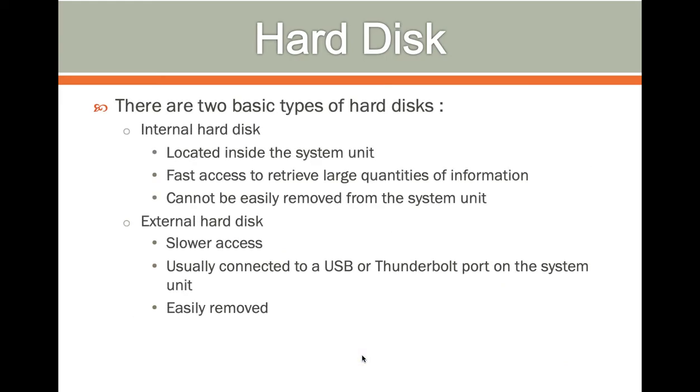There are two basic types of hard disk: internal hard disk and external hard disk. The internal hard disk is located inside the system unit, has fast access to retrieve large quantities of information, and cannot be easily removed from the system. The external hard disk has slower access, is usually connected to a USB or Thunderbolt port on the system unit, and is easily removed.